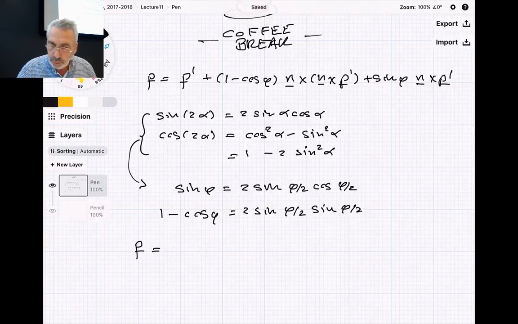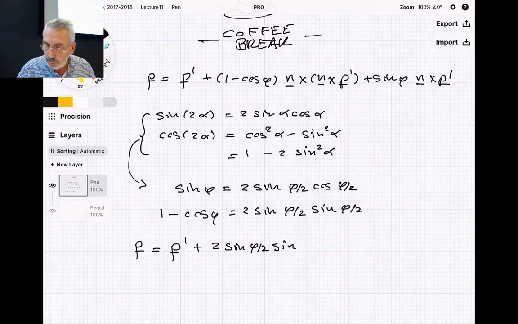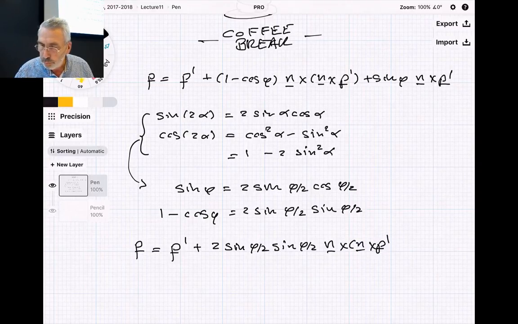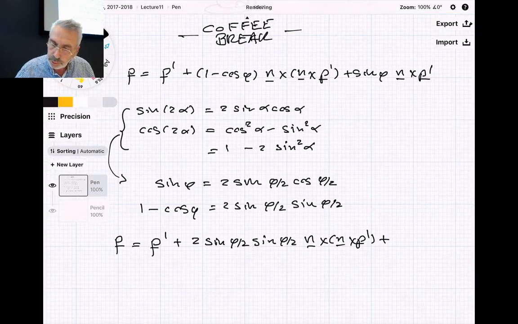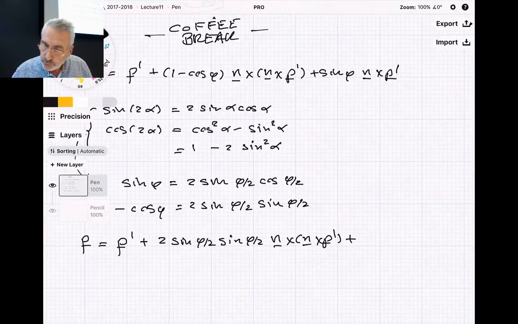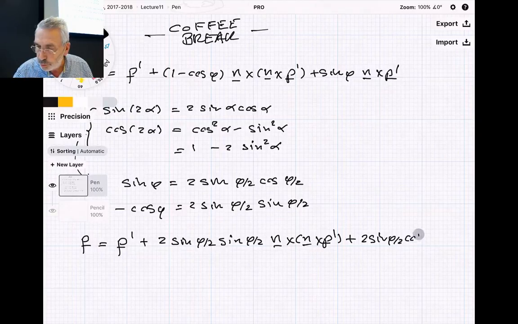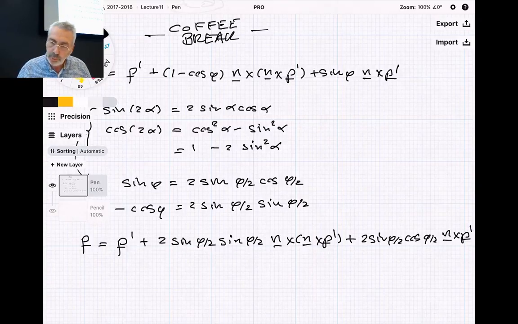And then I'm going to substitute in these equations. And then you think, well, that's not very thrilling, and nothing much is happening, so I get plus 2, and then sine phi over 2, sine phi over 2, and then we get n cross n cross p prime, plus 2 times, then I need this guy, right, sine phi over 2 cosine phi over 2 times n cross p prime. Maybe we put brackets around this.